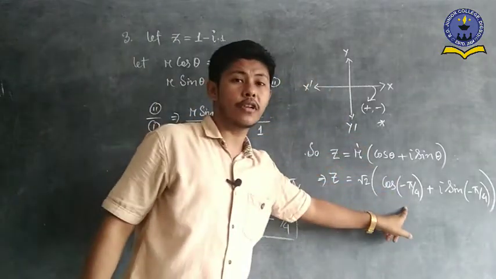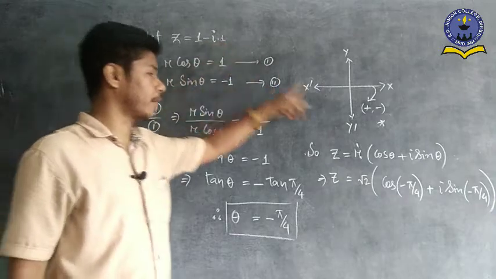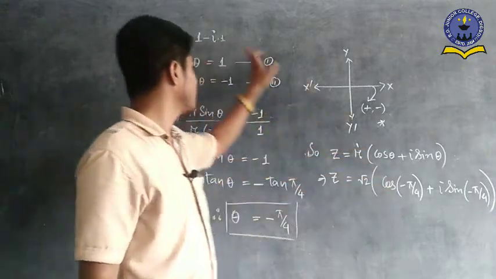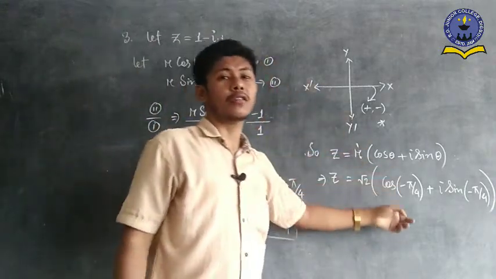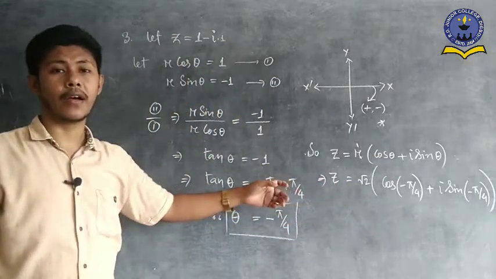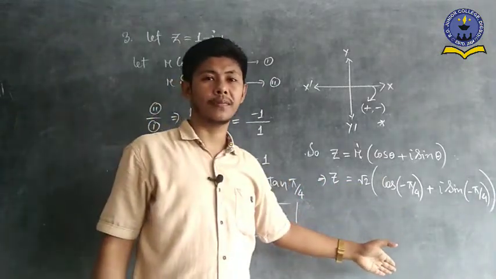If we calculate the polar form, we get the Cartesian form again. If we calculate it, we get the same result. Is it clear? So this is the polar form here. I think all of you understood this.